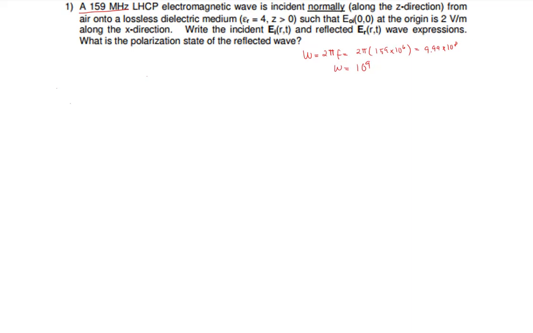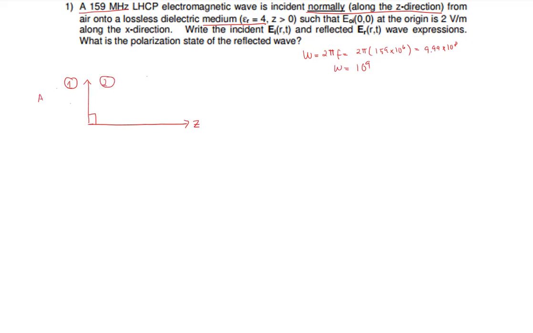Next we are given an LHCP electromagnetic wave that is incident normally along the y direction. So we could draw our z direction. If this is our z direction, we have an incident wave that is normal to it, like this. And that is coming from air onto a lossless dielectric medium, epsilon r equals 4. That's our boundary condition.